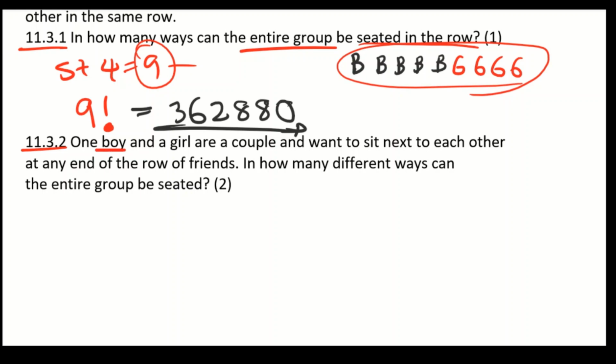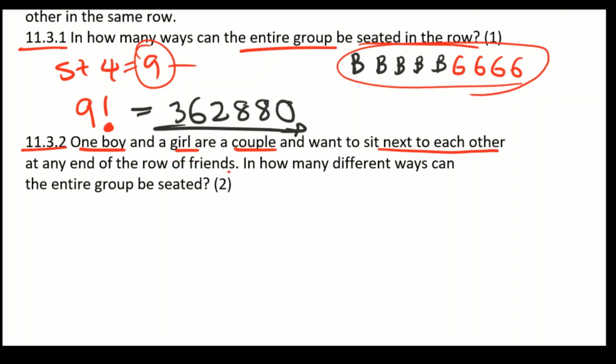One boy and a girl are a couple. Ooh. So this is your boyfriend and yourself, or your girlfriend and yourself, if I may put it that way. So you guys are a couple and you want to be seated next to each other. That's what the question says. Couple goals. You want to be seated next to each other.